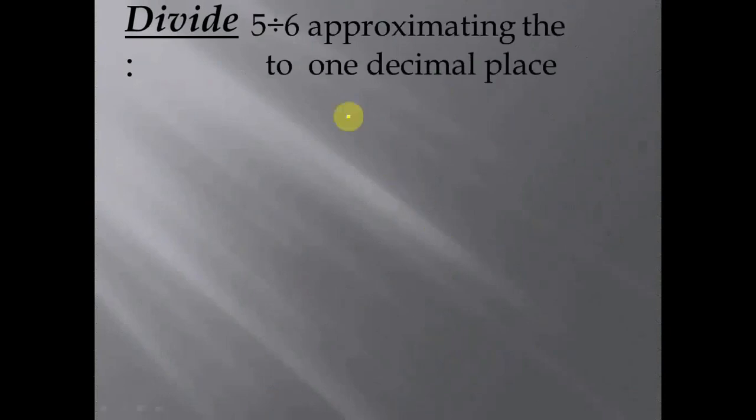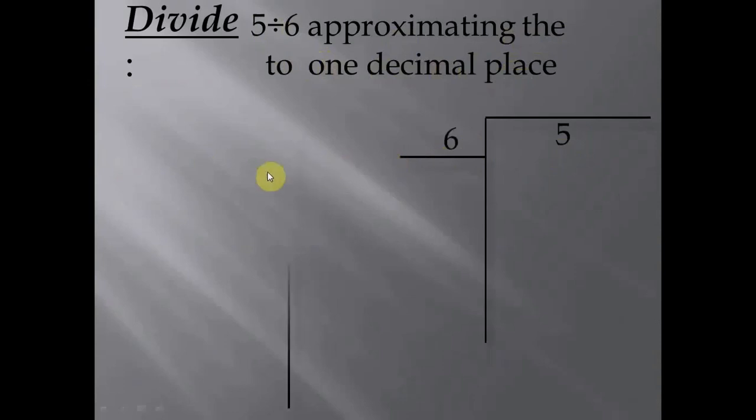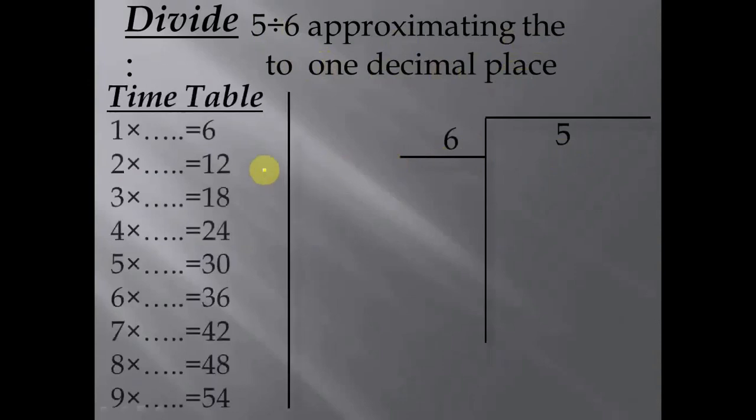Go to another exercise. Divide 5 over 6, approximating the quotient to 1 decimal place. We draw the figure, dividend, divisor, table, and go to multiply.